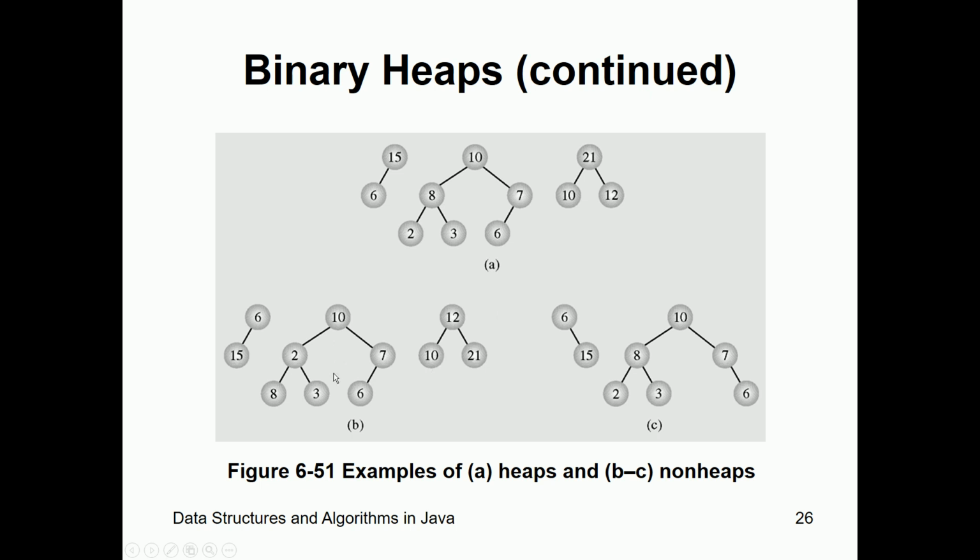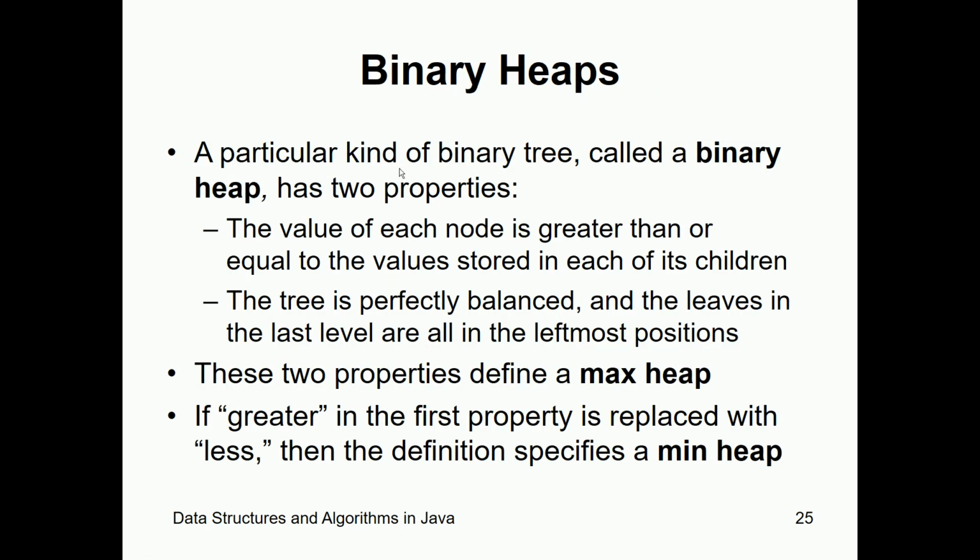And this is not a binary heap, because there's no sorting. This is an example of a max heap, which means the maximum is on the top. The min heap will be the opposite, where we put the minimum on the top. So that's the main idea. The tree is perfectly balanced, and the leaves in the last level are all in the leftmost positions.